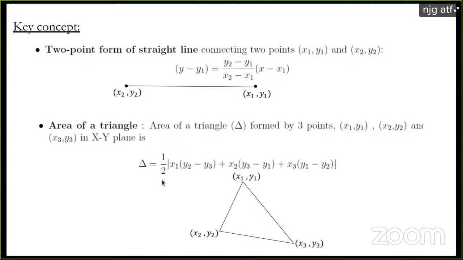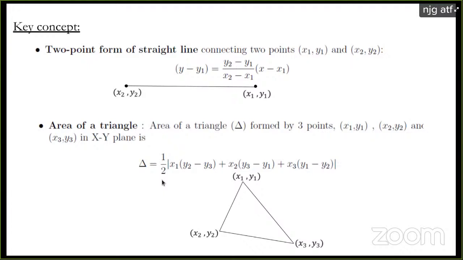The next is the area of a triangle. If you have any 3 points on the xy plane which are not on the same straight line, then if you join those 3 points one to the other, that forms a triangle, right? If you want to calculate the area of the triangle formed from the points x1 comma y1, x2 comma y2, x3 comma y3 in the xy plane, that is given as delta. We represent the area of the triangle as delta.